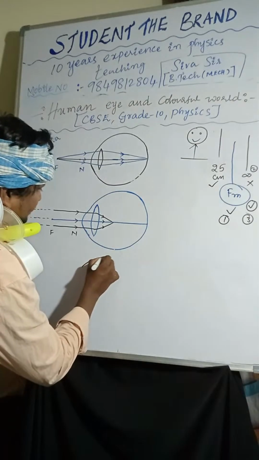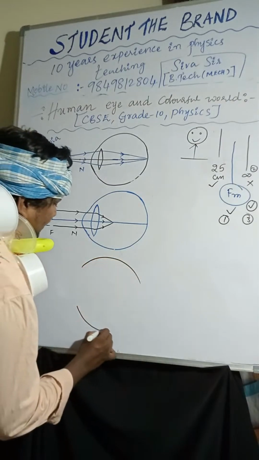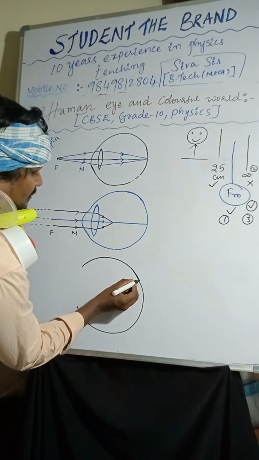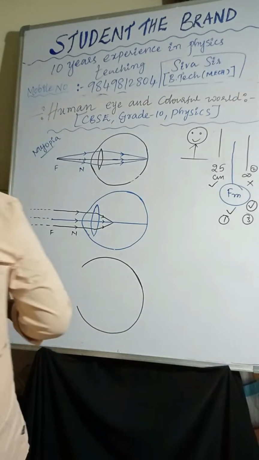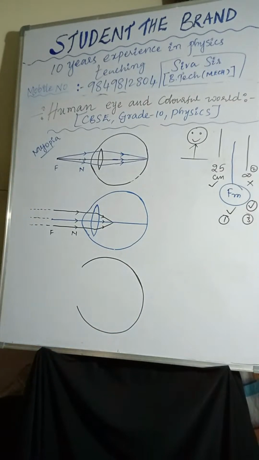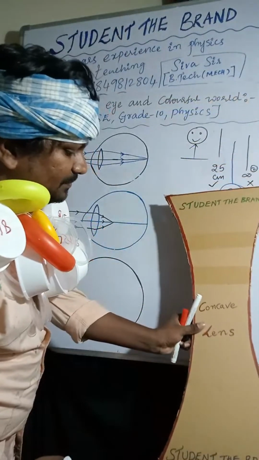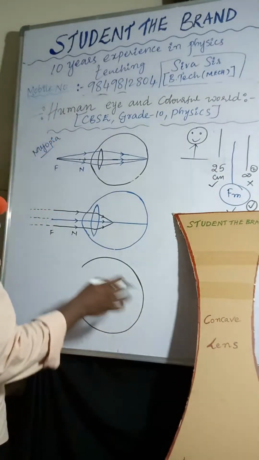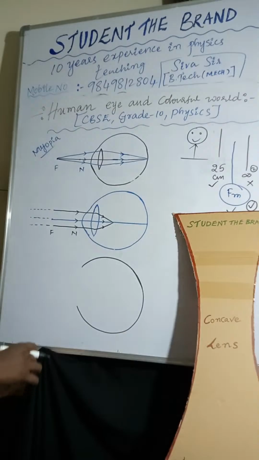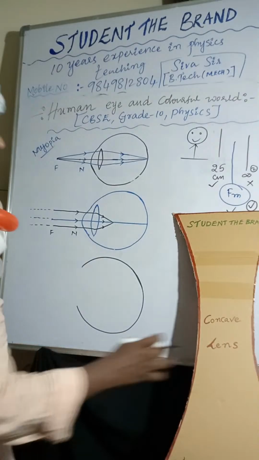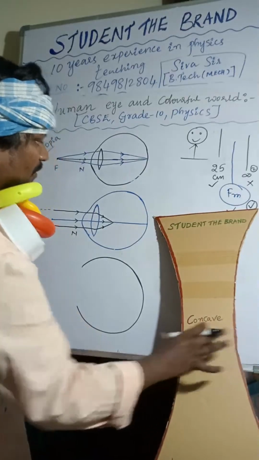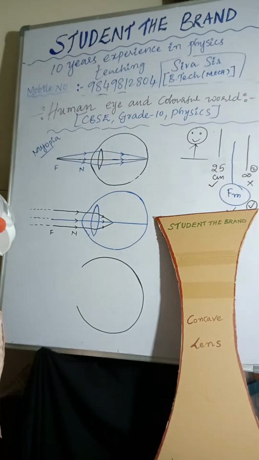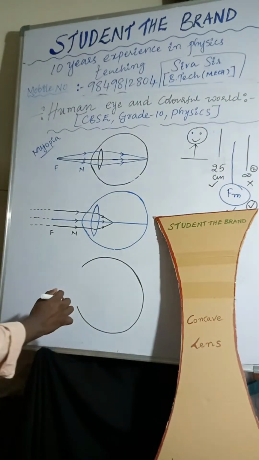So correction. What lens are we using to correct the defect? We are using, sorry, concave lens. We are using concave lens to correct the defect of myopia.